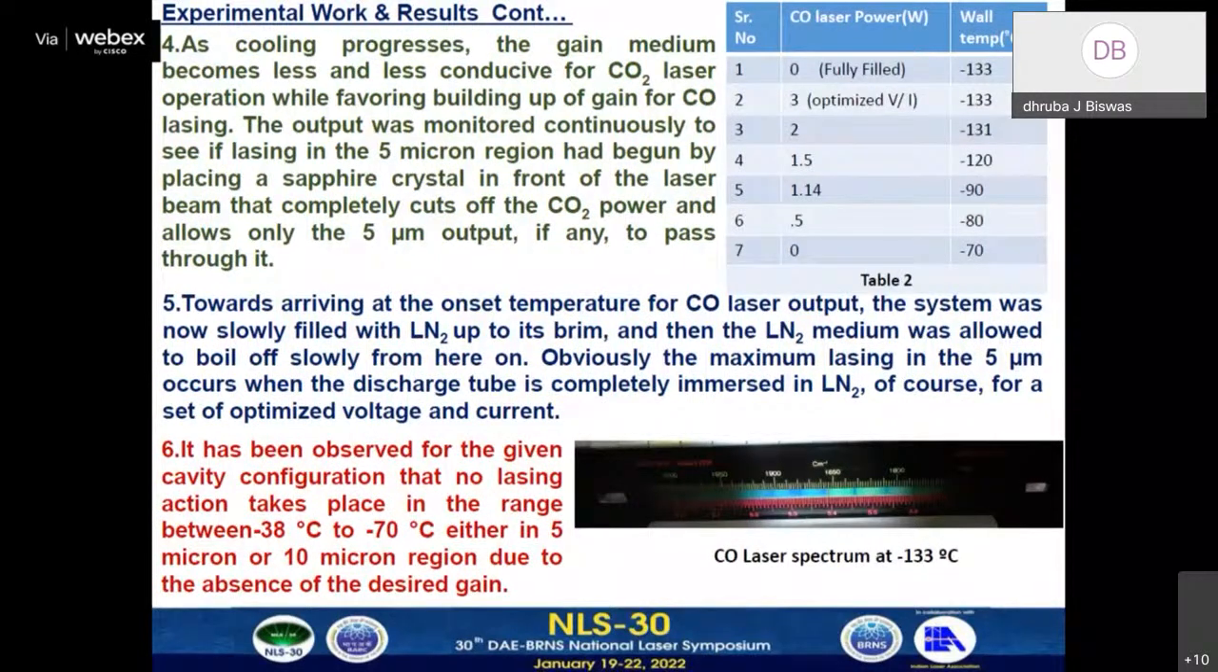As the cooling progresses, the gain medium becomes less and less conductive for CO2 laser operation, while favoring building up of gain for CO lasing. The output power was monitored continuously to see if lasing in the 5 micron region had begun, by placing a sapphire crystal in front of the laser beam that completely cuts off the CO2 power and allows only the 5 micron output. It has been observed for the given cavity configuration that no lasing action takes place in the range of temperature of minus 38 degrees centigrade to minus 70 degrees centigrade, either in 5 micron or 10 micron. Thank you.